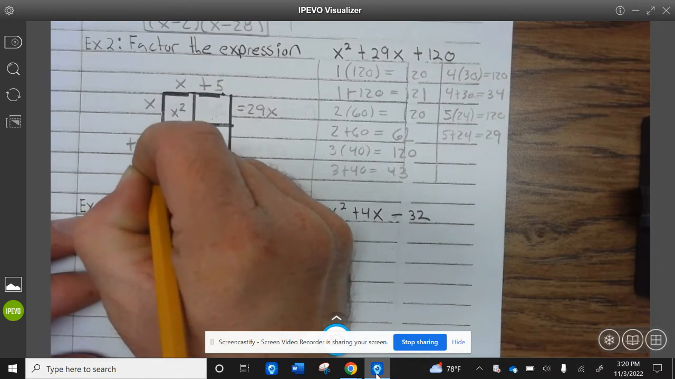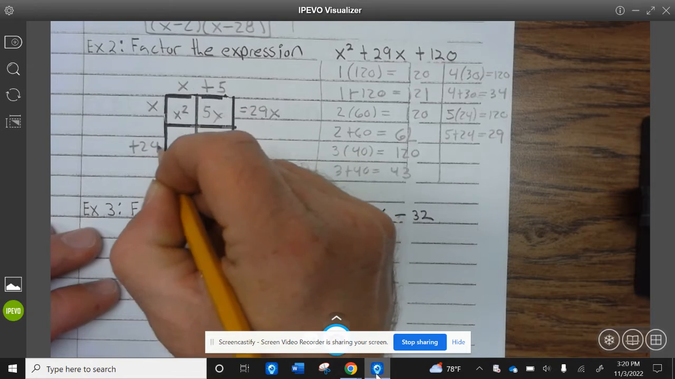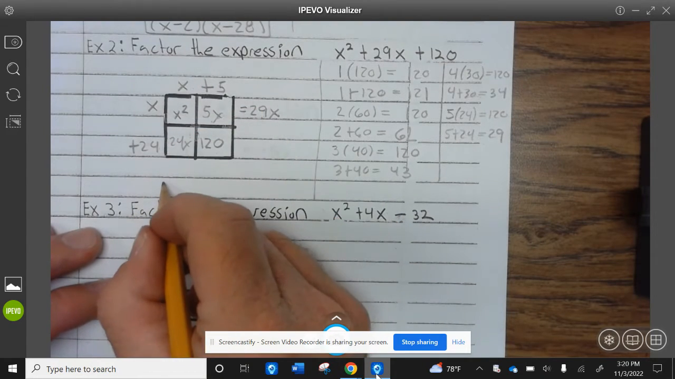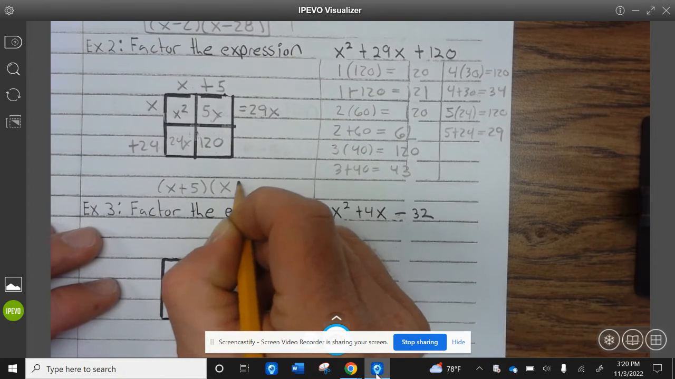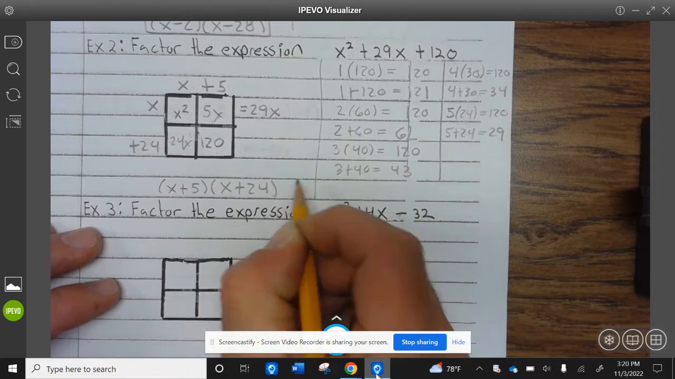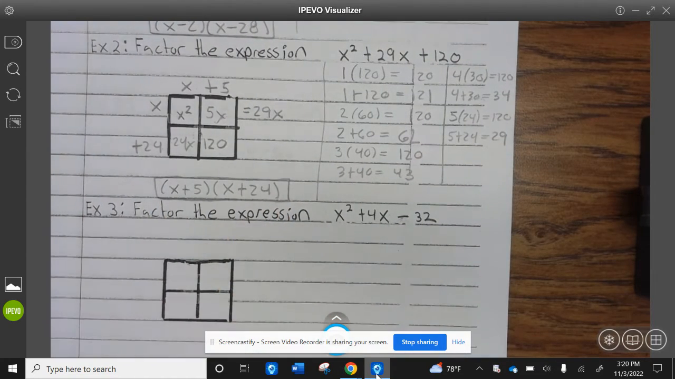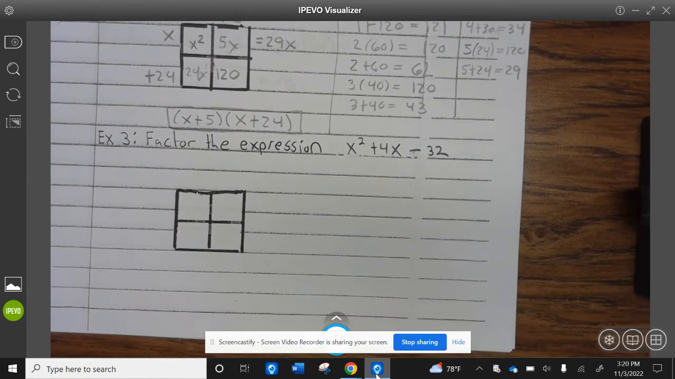x plus 24. Let's make sure this works. X times 5 is 5x. 24 times x is 24x. That combines to be 29x. So our factors are x plus 5 times x plus 24. Okay, go and finish up example 2. Let's take a look at example 3.